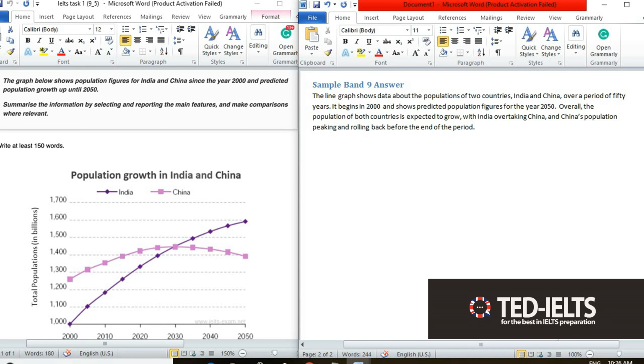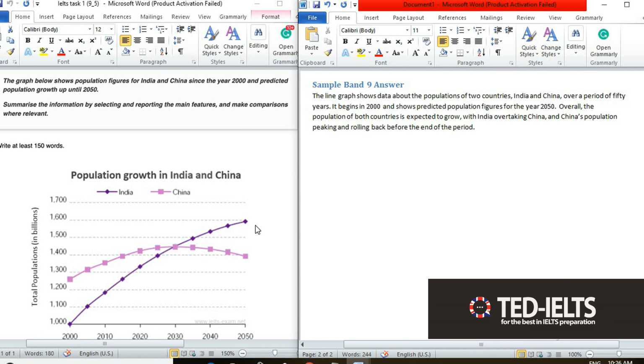So I've identified two things that I think are main trends here. Perhaps I don't need to do them both, but I thought they were both quite obvious. One is the fact that both countries experience population growth. As you can see, the start and end for India, the start and end for China, in both the end is higher than the start.